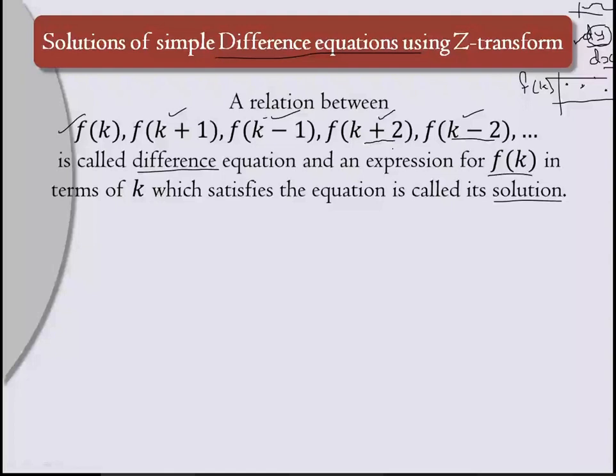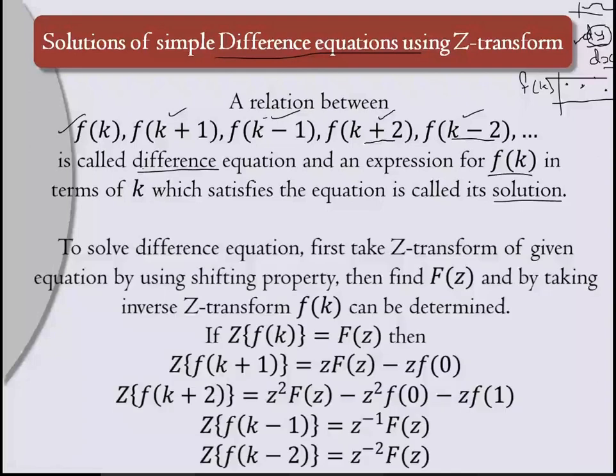So it is an equivalent condition to a differential equation. Derivatives cannot be taken, so we have the corresponding equations between f of k plus n or k minus n, and we can solve them by using the Z transform. That application we are going to see. So how to solve that? For that we have to remember some formulas, which we have already used.